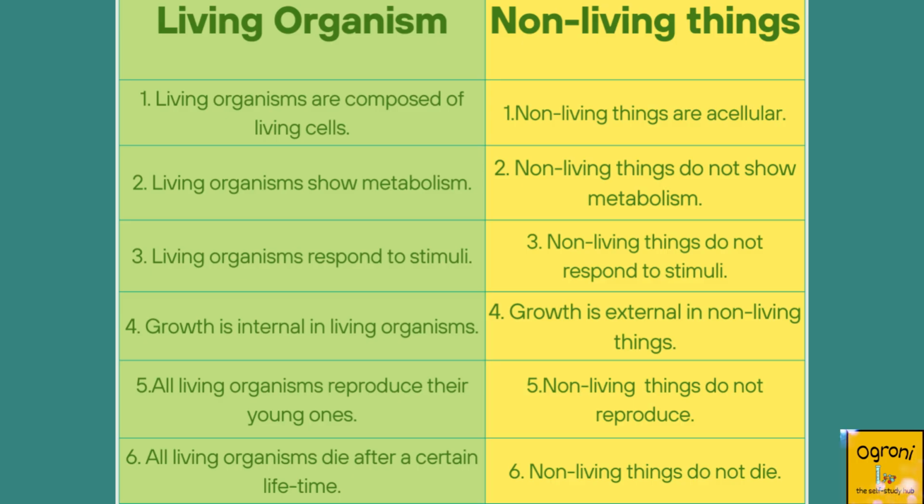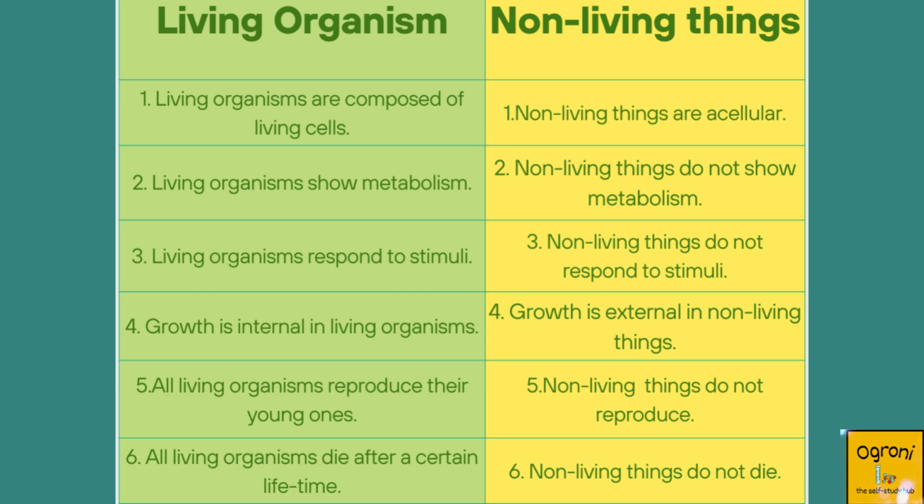Let's see the difference between living organisms and non-living things. Living organisms are composed of living cells, whereas non-living things are acellular. Living organisms show metabolism, whereas non-living things do not show metabolism. Living organisms respond to external stimuli. Non-living things do not respond to external stimuli.